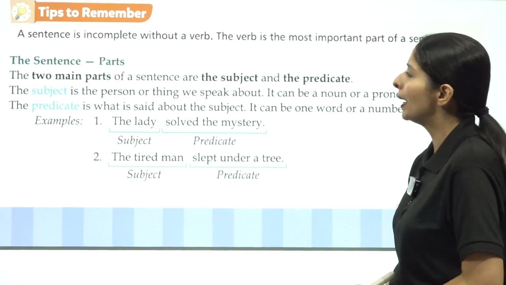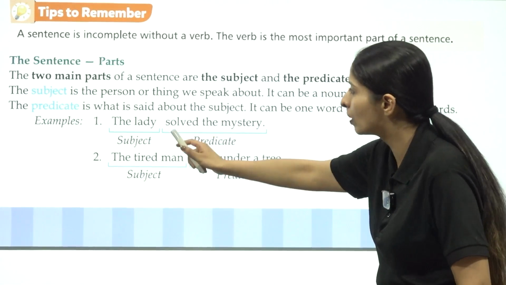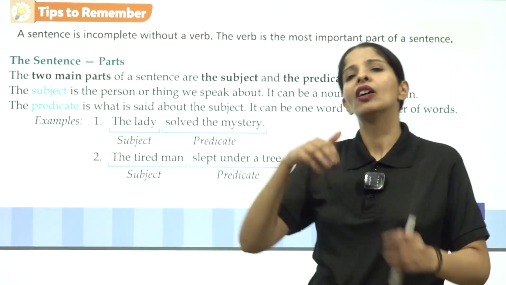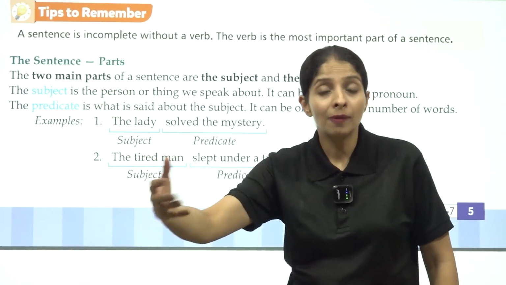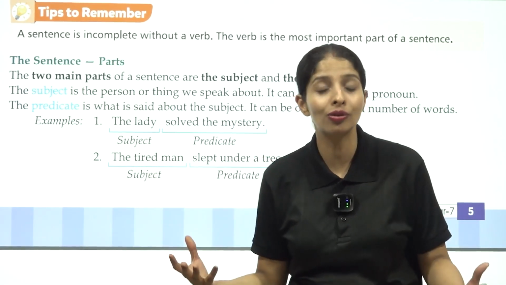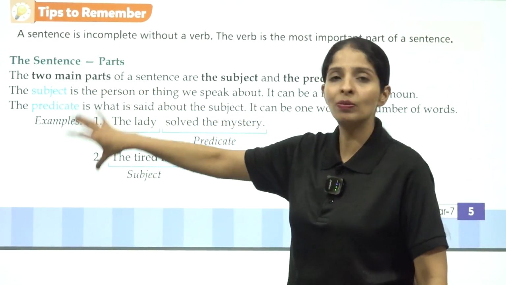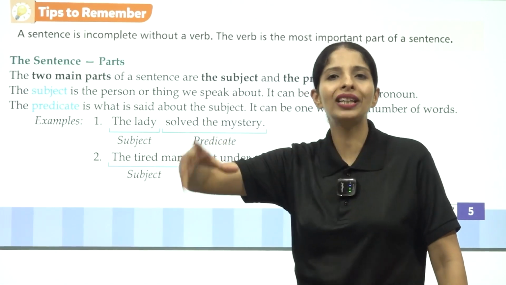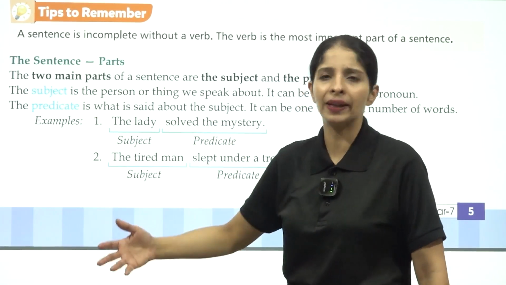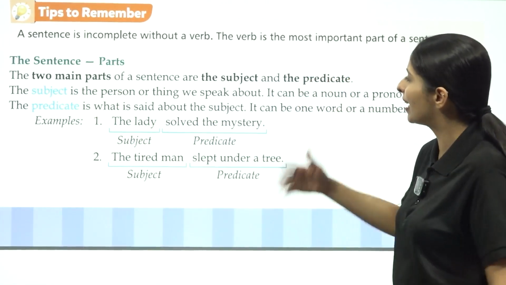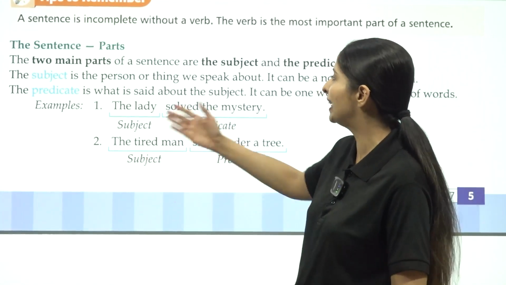Now, there are 2 main parts of a sentence, subject and predicate. Subject is the person or thing we speak about, like Ria is a beautiful girl. The park is big. I live in a big house, right? So the subject can be I, Ria, Sia, any person or thing, the car, anything. The predicate is what is said about the subject. It can be one word or a number of words.